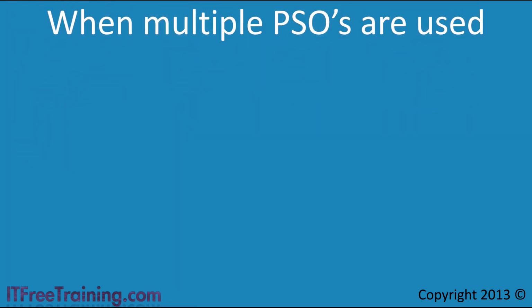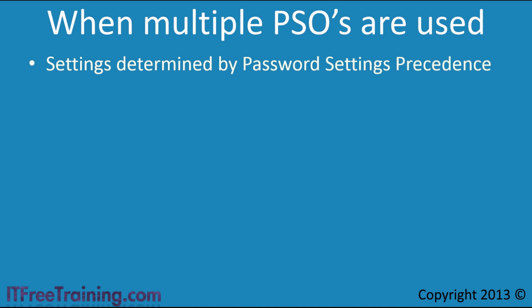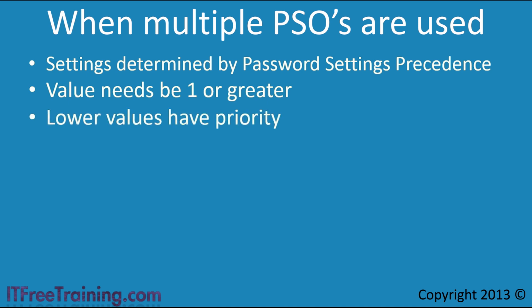In some cases, you may have multiple PSOs being applied to the same user or group. A single user can only have one set of password settings applied to them at one time. So what happens when multiple PSOs are applied to the one user? The password settings that are applied are determined by the setting in the PSO called password setting precedence. The value needs to be 1 or greater. If there are multiple PSOs applied to the same user, the PSO with the lowest precedence value will be used. If the administrator configures the PSOs correctly, there should not be multiple PSOs with the same precedence level.